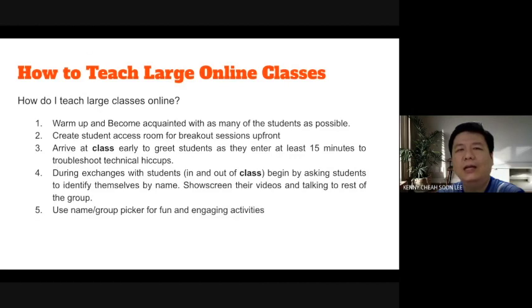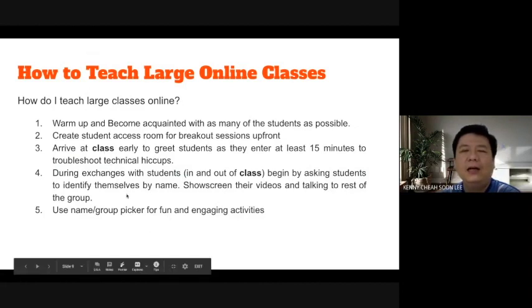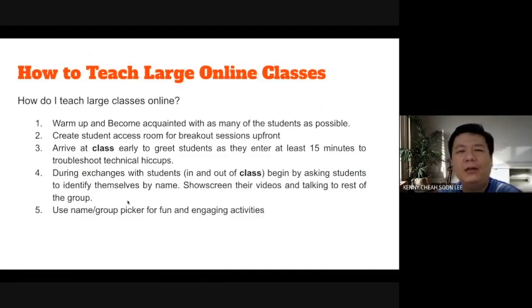Addressing how to teach large online classes, we want to warm up first and be acquainted with as many students as possible. Let them know you more than you are able to know them, because there are so many, you can't remember all the names. Let them know your teaching style, so that they can adjust their learning style to yours. Create a student access room for breakout sessions up front, arrive in class early, and ask students to identify themselves by name. When you exchange students, make sure they switch on their videos and take in the rest of the groups. You can use group picker or name picker applications for fun and engaging activities.